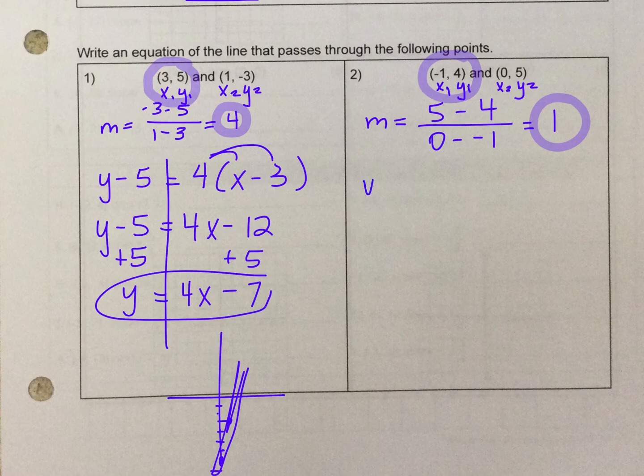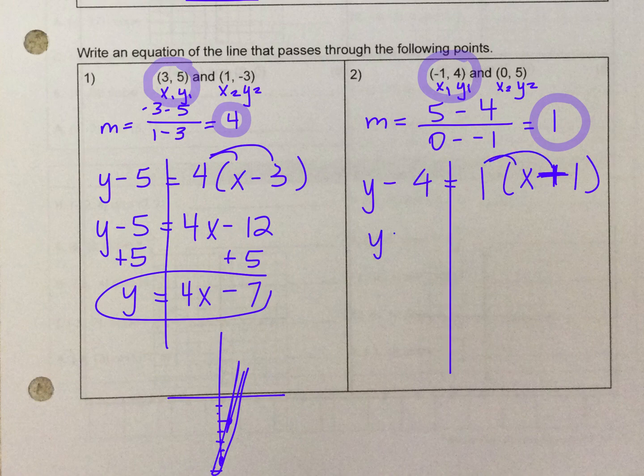And now we're just going to put it into the point-slope formula. Instead of y1, I'm going to put in my 4. Instead of the m, I'm going to put in my 1. And instead of the x1, I'm going to put in -1. Now, x minus -1, 2 negatives turn into a positive. That way it's easier to deal with.